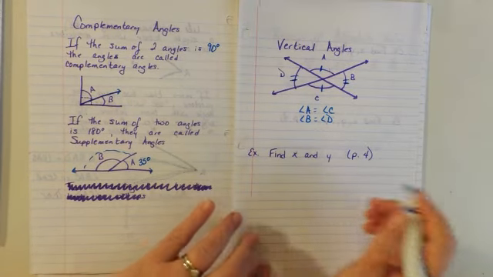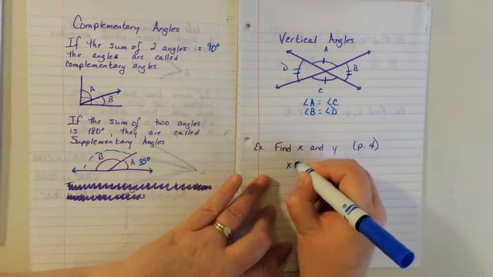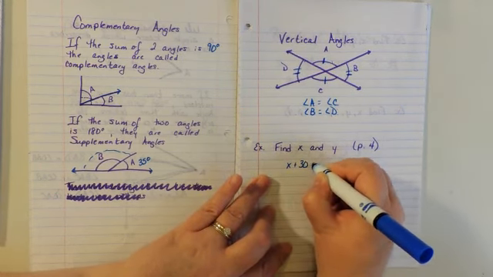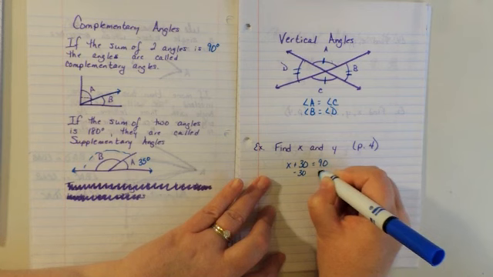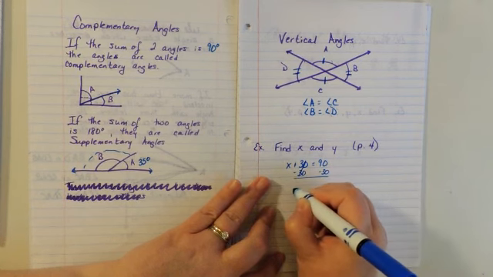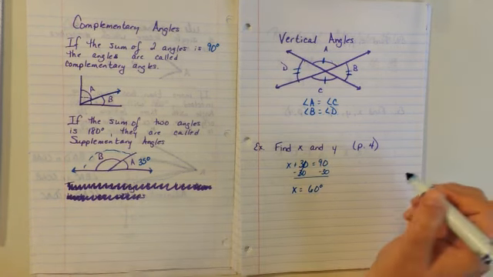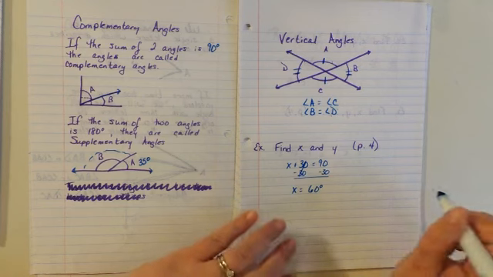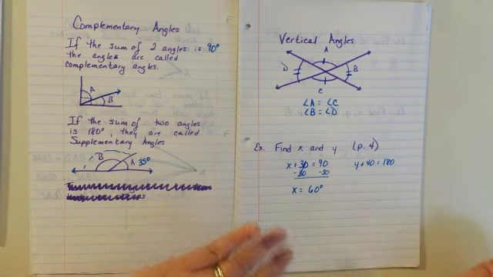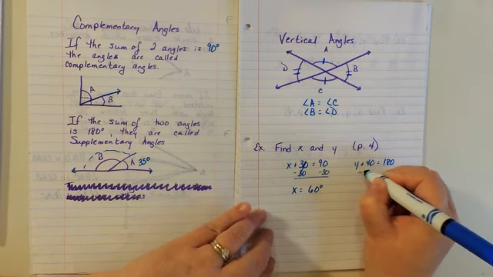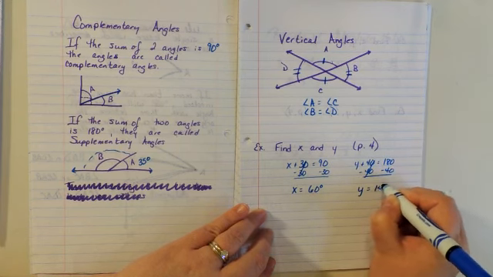So we know that X and the 30-degree angle are complementary. That means that X plus 30 degrees equals 90 degrees, which means we can subtract 30 from both sides and find that X equals 60 degrees. Okay, we can do the same thing with Y and the 40-degree angle. Y plus the 40-degree angle equals 180 degrees because they are supplementary angles. We're going to subtract 40 from both sides, and Y equals 140 degrees.